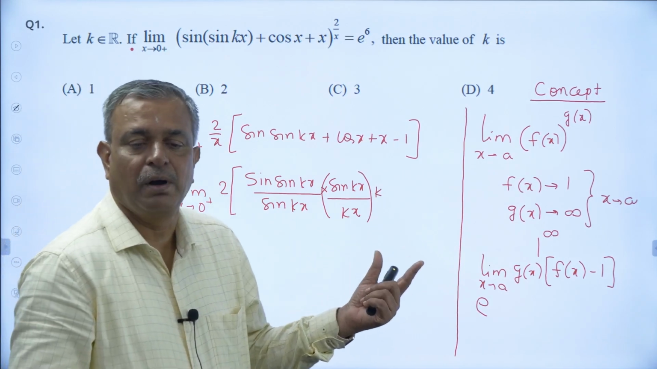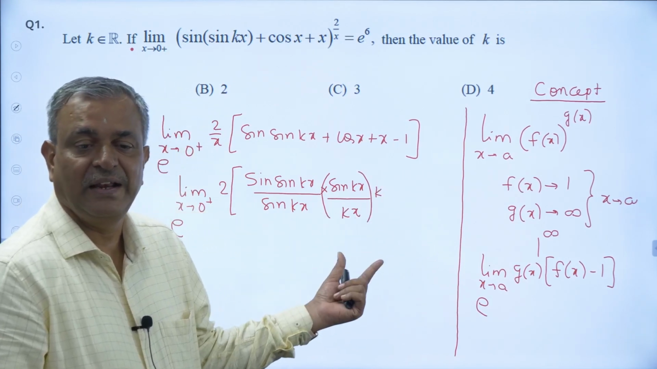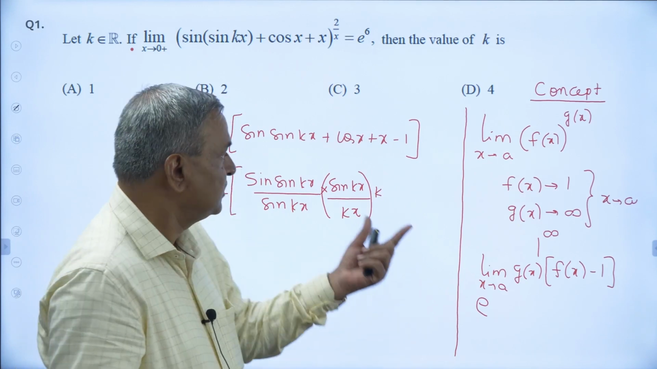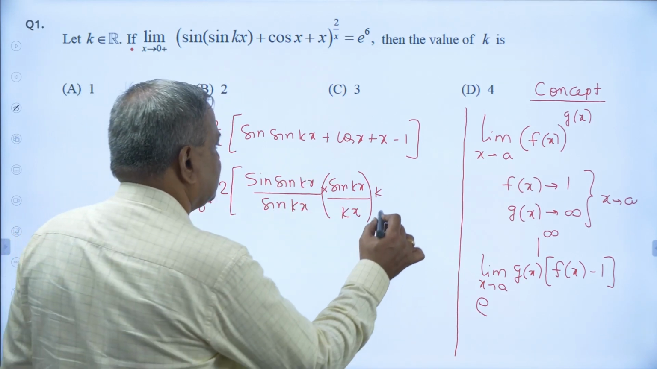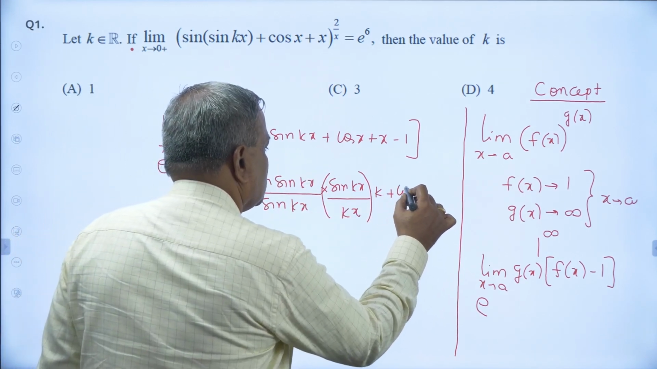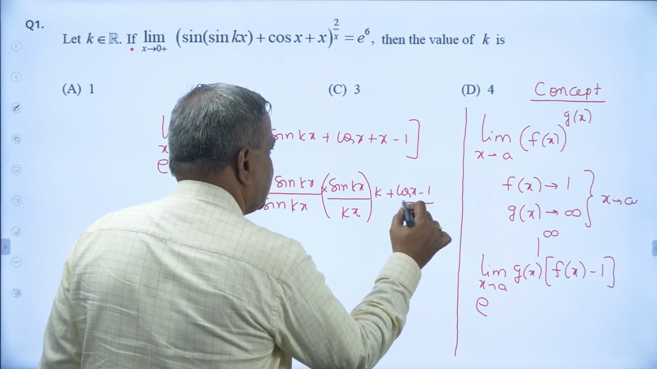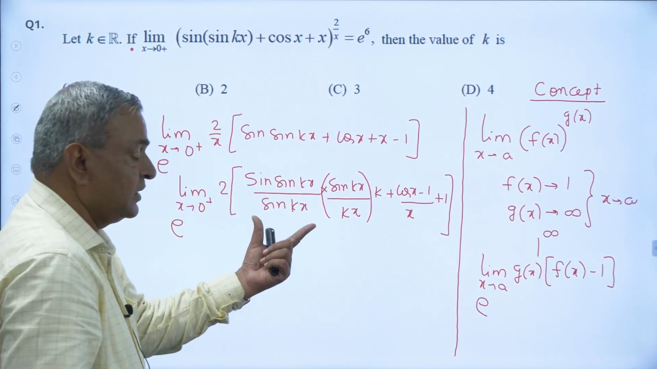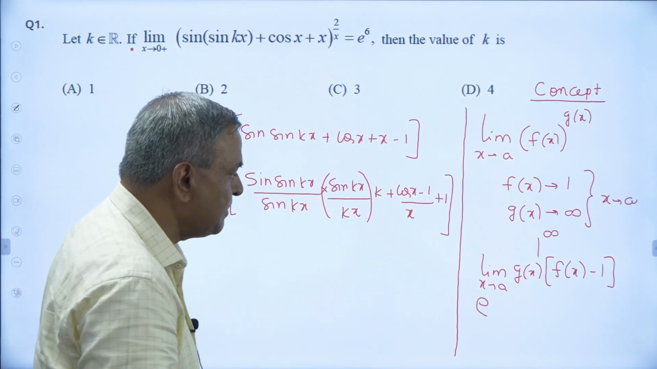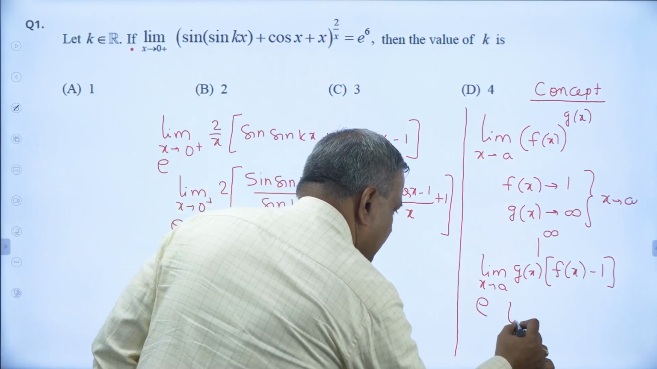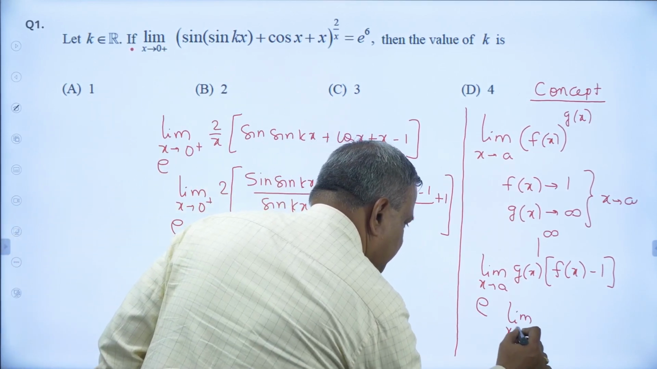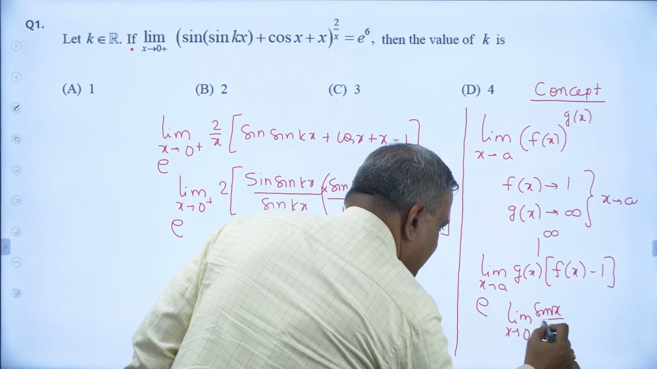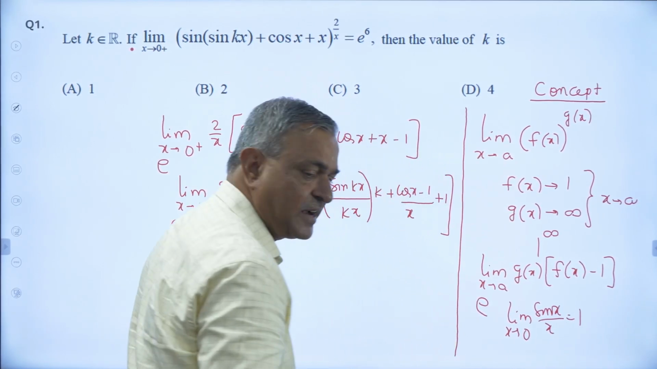Always please remember, you have to bring any limit to whatever the standard form is, either a standard form or expansions. This clearly can be a standard form. Plus cos x minus 1 by x plus 1. This is a standard limit, this is also a standard limit. What is the standard limit? Limit x tending to 0 of sine x by x is equal to 1. This is a standard limit.